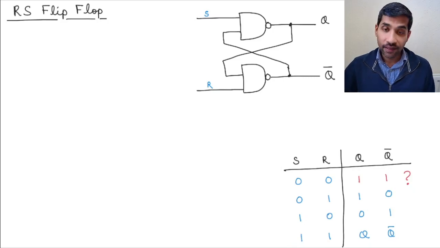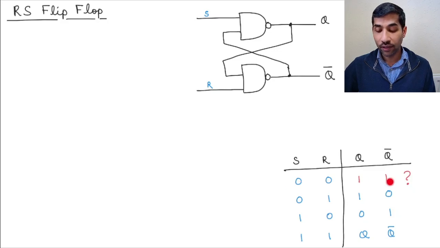You can see that in this case, 1 1 is the memory condition, while 0 0 is the not allowed condition. The reason why we don't want to allow it is because you want the outputs to be opposites of each other. That's why we have named them Q and Q bar, right? So in all these cases, you can see that the outputs are opposite of each other, and the condition is only not met when S and R are 0 and 0.